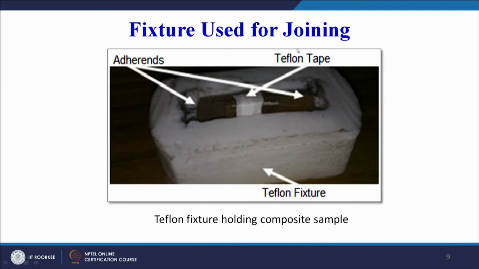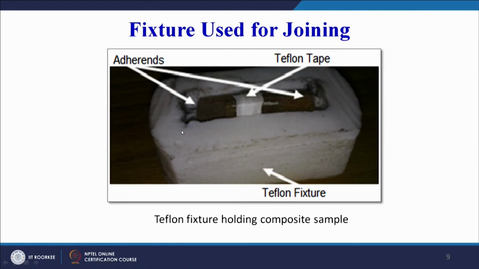Now this is a fixture that is used for joining. These are our own experimental findings. So this is adherent number 1 on your screen, this is adherent number 2, and this white color Teflon tape is used to bind the two parts together, or to keep the two adherents intact at the joint overlap area. And this is a fixture which is used.